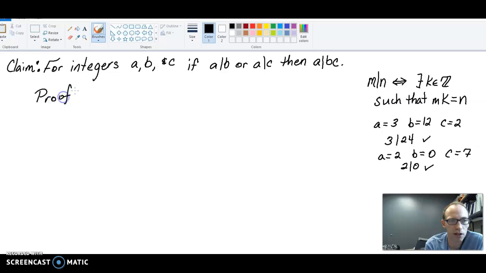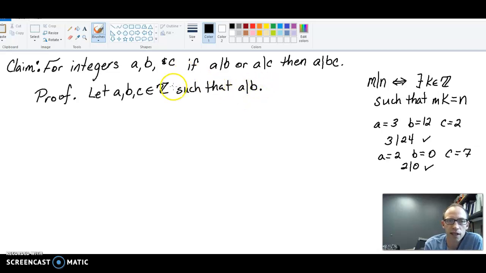Proof. Let a, b, and c be integers such that a divides b. So because there's nothing special about b or c, if a would divide c, we would just switch c and b here anyway. We could say it's called without loss of generality. In other words, if we're allowed to have one of these, let's go ahead and just say it's a divides b. So then the question is, will a divide bc?